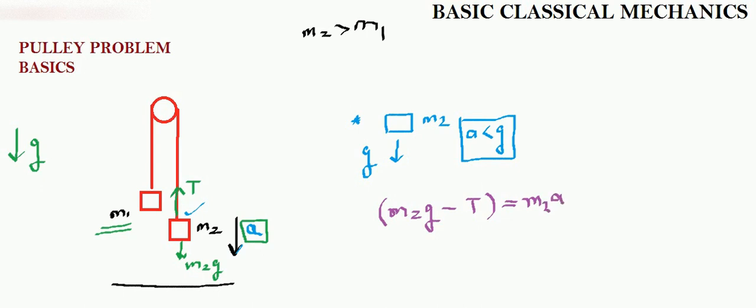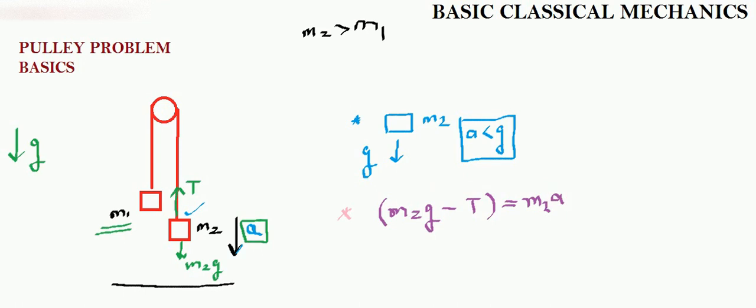You see, this equation is just a force equation. So m2 would have fallen with an acceleration g if it was free, but due to the presence of m1, there is a tension created in the rope, because of which m2 is not falling with g, but it is falling with an acceleration a. So this is the meaning of the equation here.